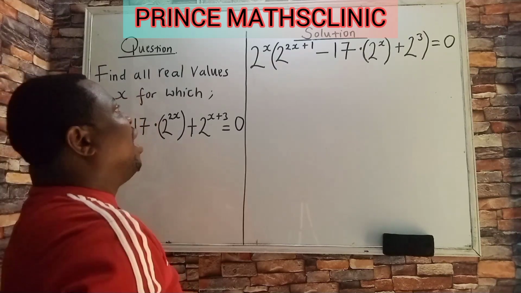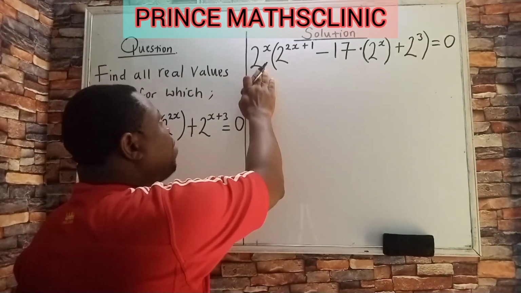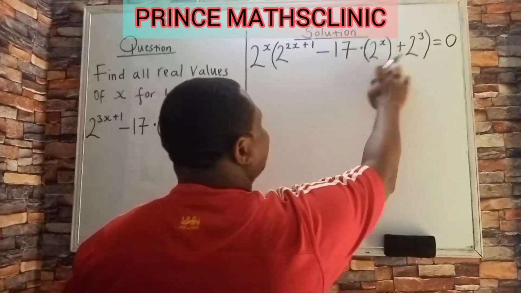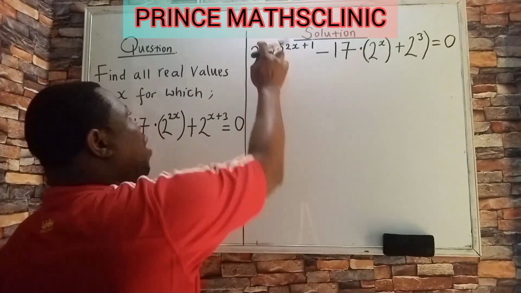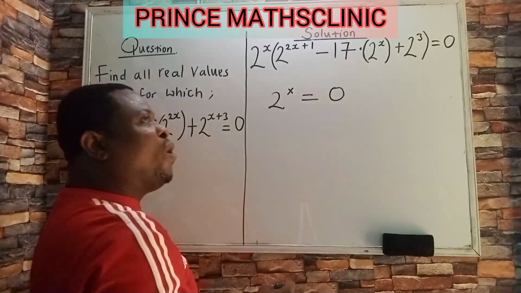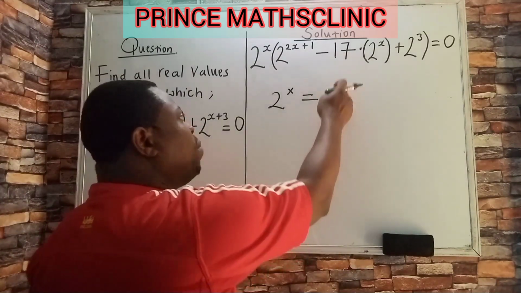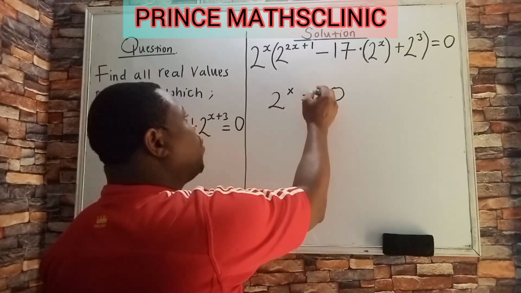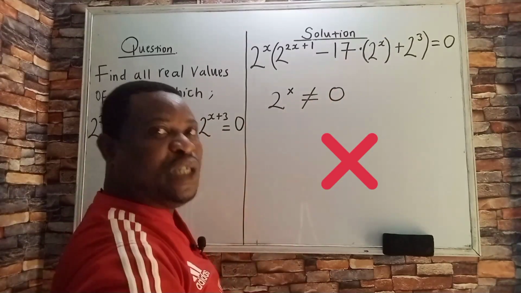Now, based on the fact that 2 to the power of x is multiplying everything in this bracket, we have the right to say 2 to the power of x is equal to 0. But we know there's no way you can make 2 to the power of something give you 0. So therefore, we know that 2 to the power of x cannot be 0 in this case.